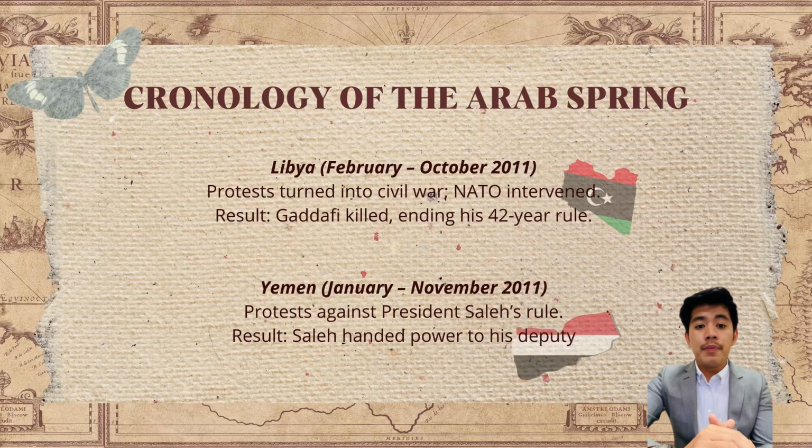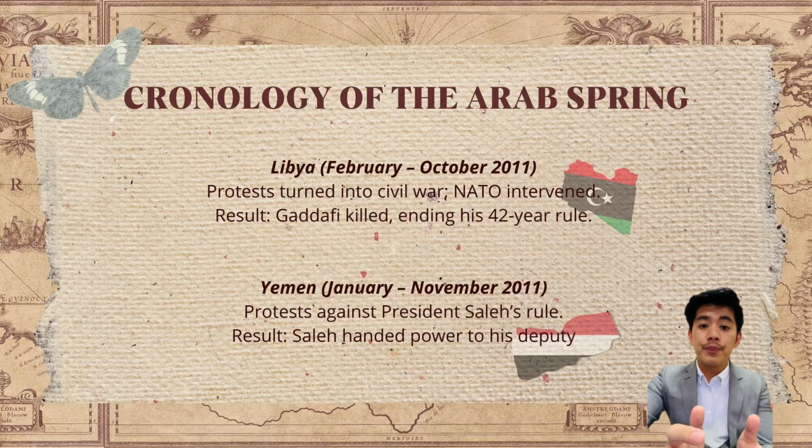And then, in Libya, protests started in February 2011 against Muammar Gaddafi's long rule. The situation escalated into a full-blown civil war, with NATO intervening militarily to protect civilians. Gaddafi was eventually captured and killed in October 2011, ending his 40-year regime.